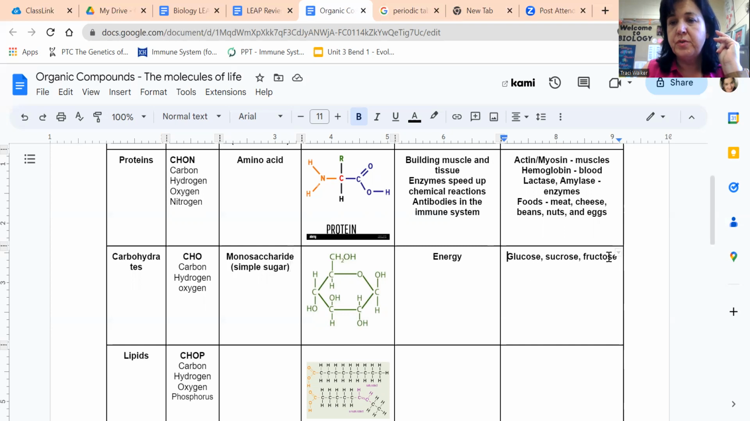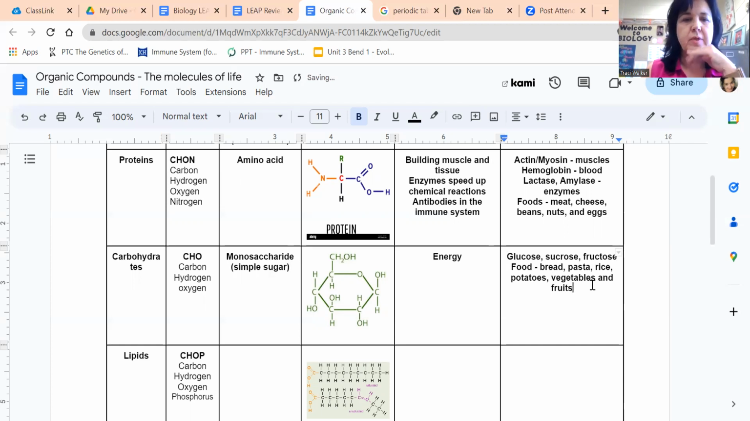And then the foods that are good or have lots of carbohydrates in them are things like bread, pasta, rice, and then your potatoes and other vegetables and fruits.